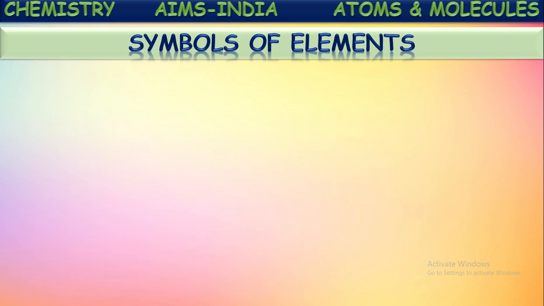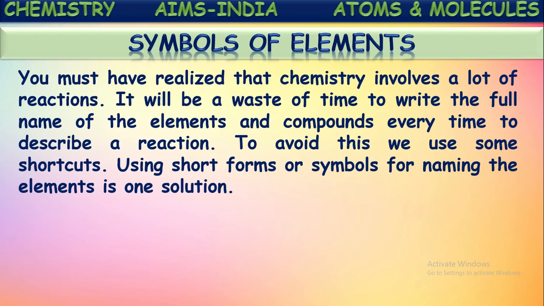So after giving the names, scientists thought that instead of writing the complete names of the elements in chemical reactions, why don't we use shortcuts? For this, they found a solution: symbols. You must have realized that chemistry involves a lot of reactions, isn't it? So many reactions occur among chemical substances. It would be a waste of time to write the full names of the elements and compounds every time to describe a chemical reaction.